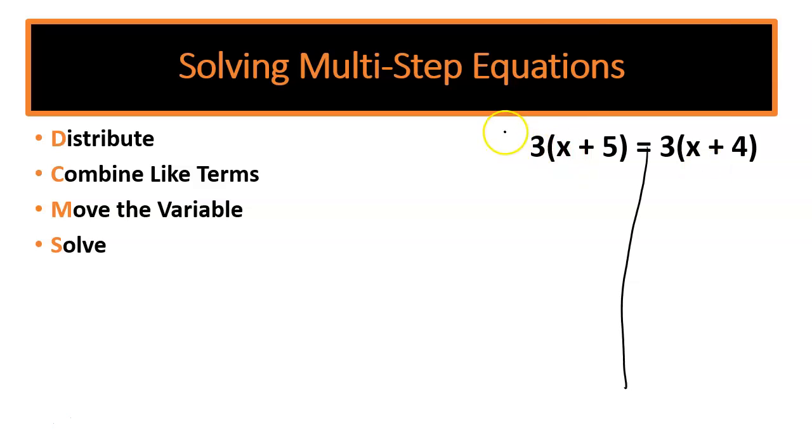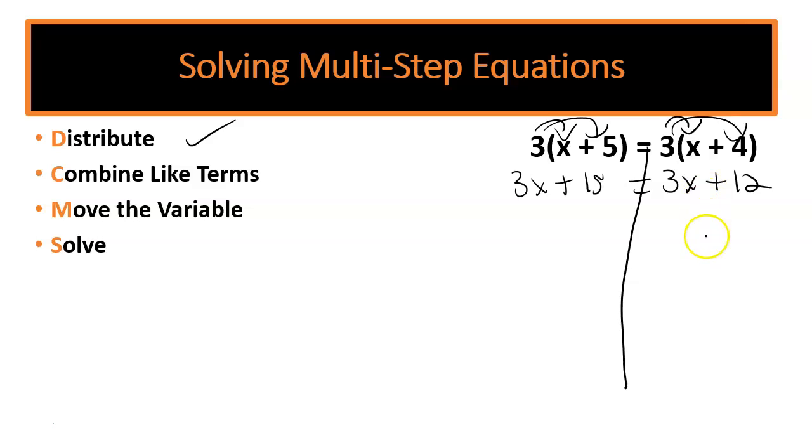So again, step 1, distribute. 3 times x is 3x. 3 times 5 is positive 15. 3 times 4 is positive 12. All right, this time we have the same slope on both sides, 3x and 3x, but 15 and 12 are not the same. So let's go ahead and go another step to see what happens.